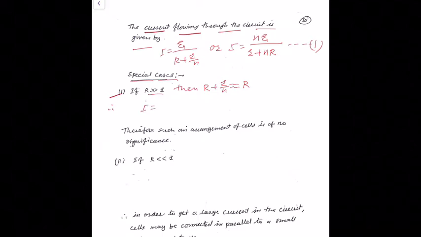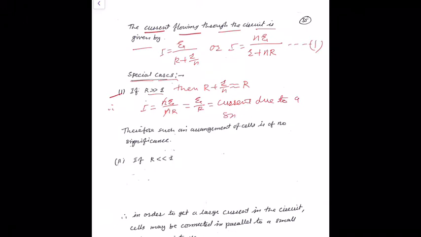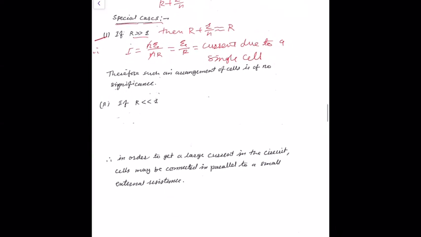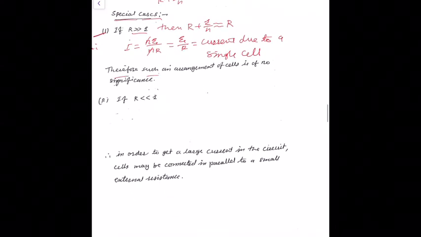Therefore, equation 1 becomes I = nE/(nR). n and n cancel, so I = E/R, which is the current due to a single cell. Therefore, such an arrangement of cells is of no significance.